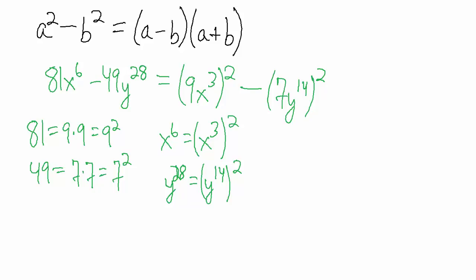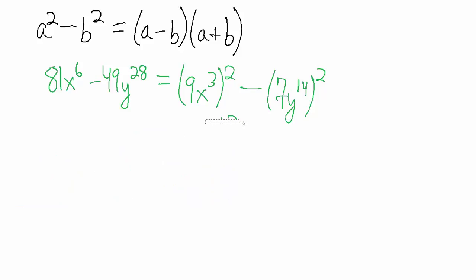So let's clear some space to work with here. So what's a and what's b? Well, here's our a, the whole thing inside the parentheses, that is our a. And over here is our b, the whole thing inside of the parentheses is our b. So our a is 9x cubed, and our b is 7y to the 14th. So now we can just use those directly in this formula here.